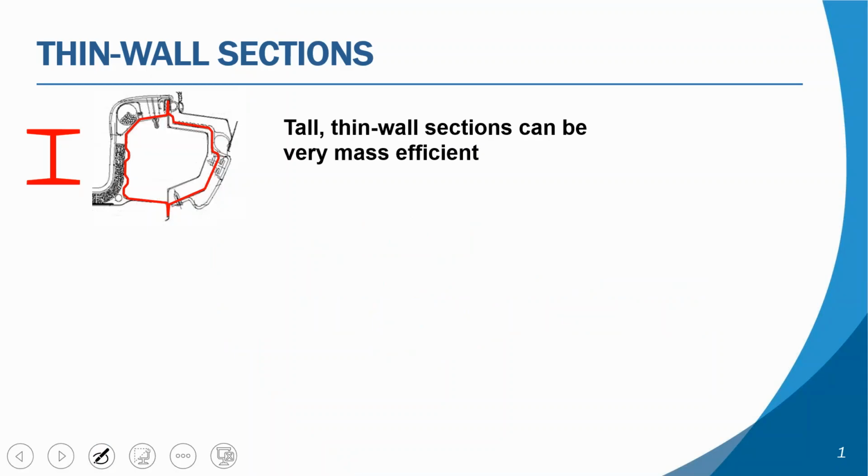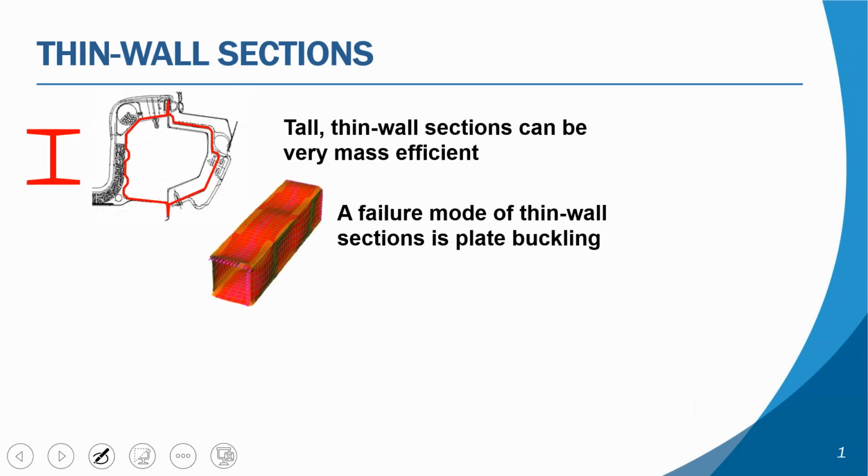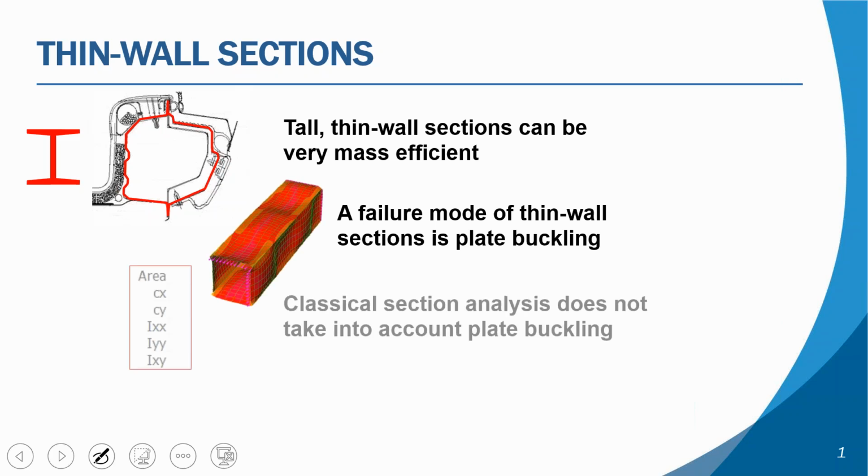So before we go into the details, I want to go through the thought process of why this software is so important. We know that tall, thin wall sections are very mass efficient. That's why we use them in auto design. However, they bring along an additional failure mode beyond just yield. And that failure mode is plate buckling of the little plates that make up the section. Unfortunately, the classical section analysis doesn't really take into account this plate buckling.